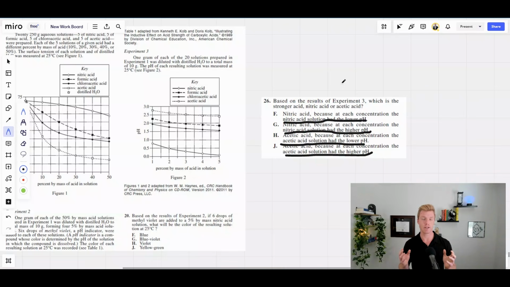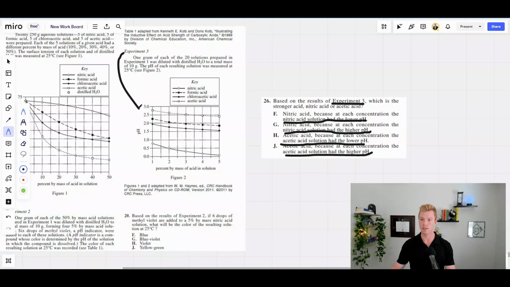So now we can go back to the graphs and exclusively look for which acid had the higher or the lower pH. We don't have to go around guessing which figure we're going to look at. We don't have to even think about what we're looking for to make something a stronger or weaker acid because the answer choices point us in the right direction for doing exactly this. So now, again, we know we're looking at the results of experiment 3.